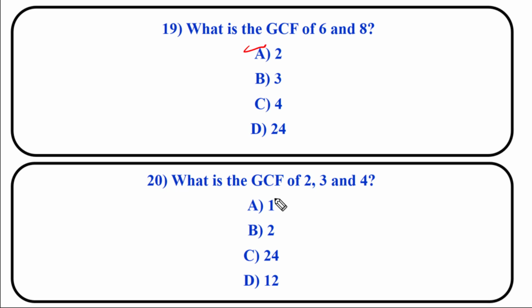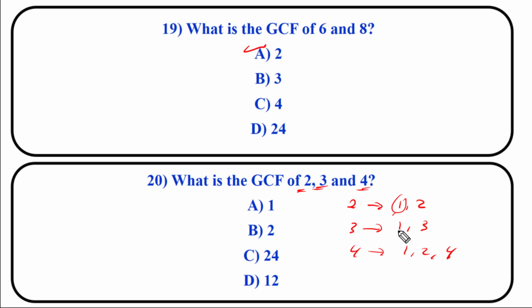Next, what's the GCF of 2, 3, and 4? To find the greatest common factor of the three numbers 2, 3, and 4, just write the factors of each number. Factors of 2 are what, guys? They are 1 and 2, because 2 is a prime number. Factors of 3 are 1 and 3, because 3 is a prime number. Factors of 4 are what? They are 1, 2, and 4.